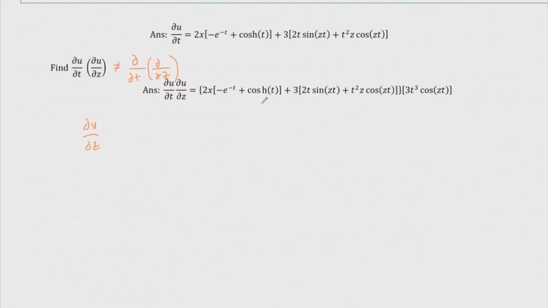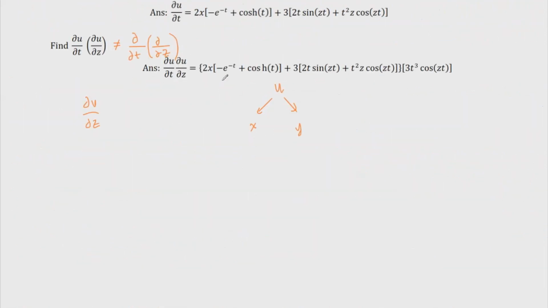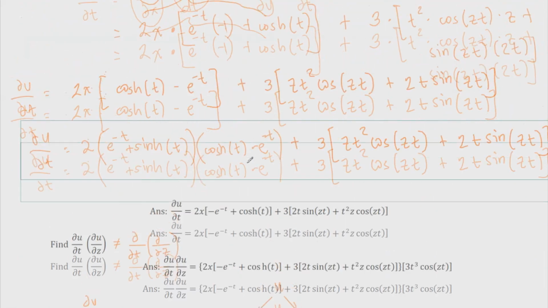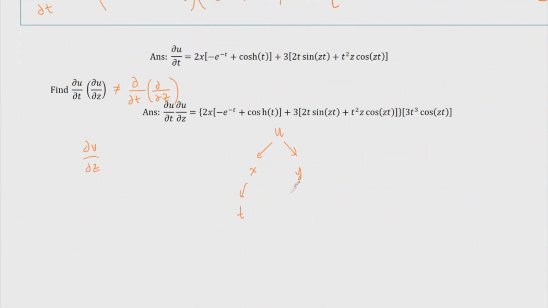So to visualize this, if we have u, you can always do the tree diagram. If you have u, and this u is expressed in terms of x and y, because that's the expression of u here. You can see that there's an x and then there's y. And then for x, we have t as the variable, so we only have t for x. And then for y, we have z and then t. So the tree diagram goes for z and then of course for t.